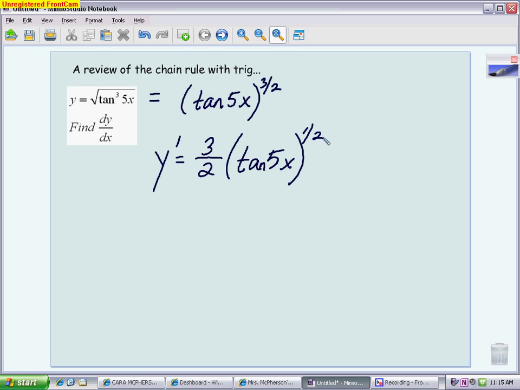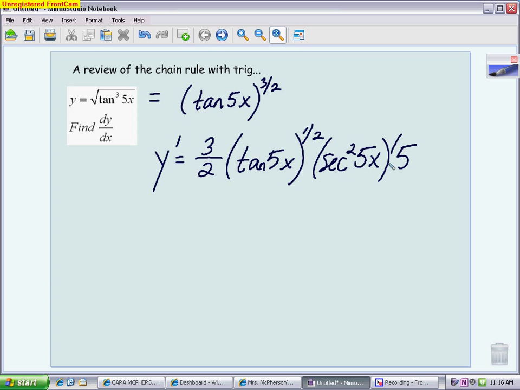Now the derivative of what's inside also has 2 layers. You have to derive the trig function, the tangent. The derivative of tangent is secant squared. And notice that the angle is still 5x. It can't change throughout the problem. And then that final innermost layer is you need to derive the angle. So in this case, my derivative of 5x is 5.